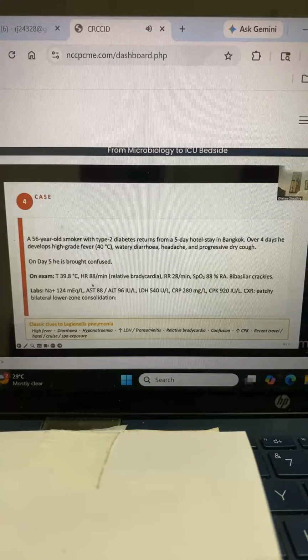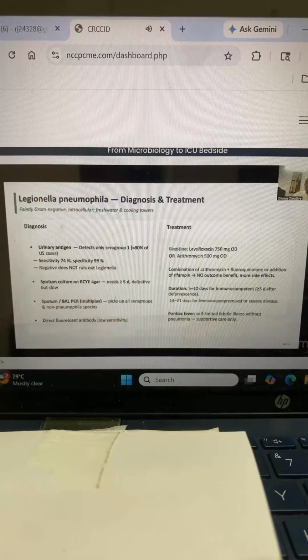Patchy bilateral lobar consolidation was there, and this is classical Legionella pneumonia: fever, diarrhea, hyponatremia, transaminitis, relative bradycardia, confusion, etc. And the patient has focal neurological signs. So this exposure history is very important, a closed place. On diagnosis and treatment, again, urinary antigen, I will not go into it. Sputum culture you should do, but it takes a long time. With molecular diagnostics we pick it up early, but the gold standard has been urinary antigen. First line of treatment is a macrolide and/or levofloxacin.